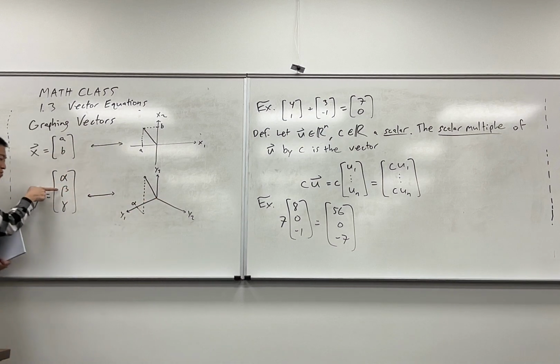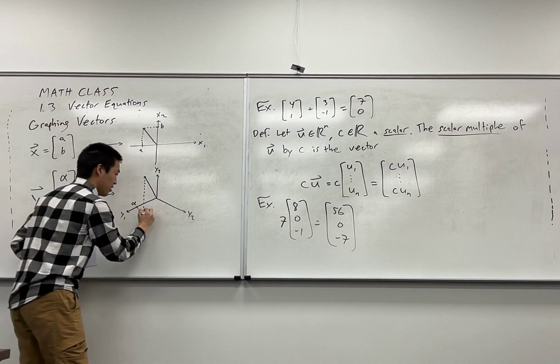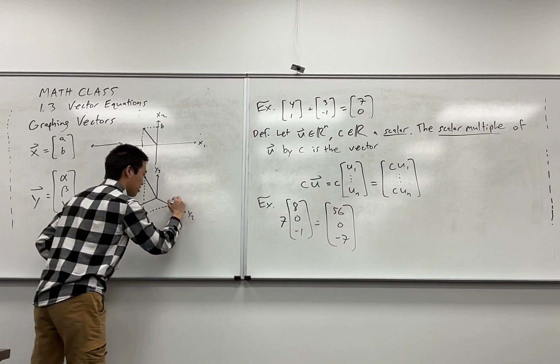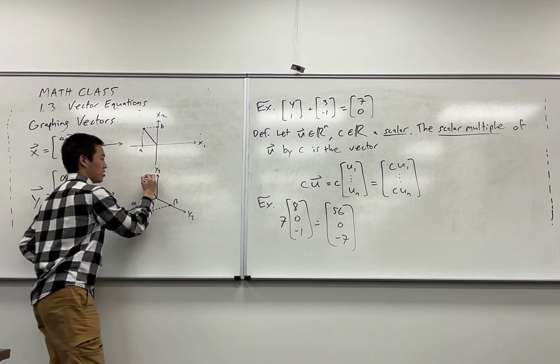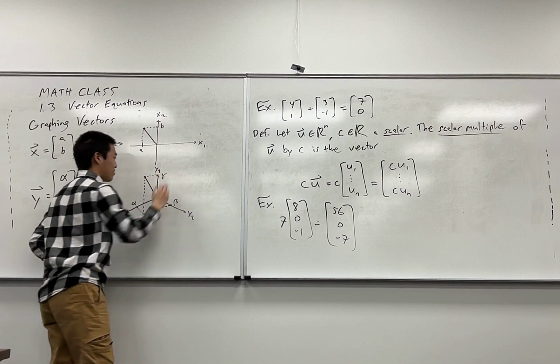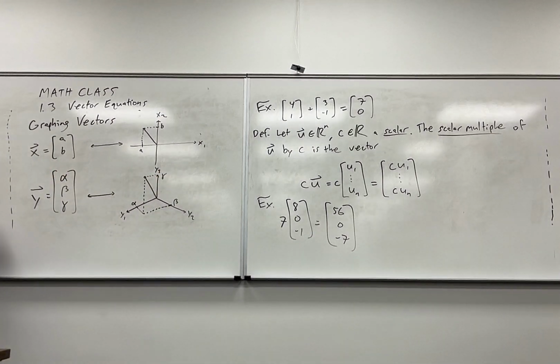And then along y2, the second component is beta. So the distance that this traveled along here is beta. And then how tall we are is the gamma value. Okay? We cannot really plot this in higher dimensions, so I'm using these two as examples.